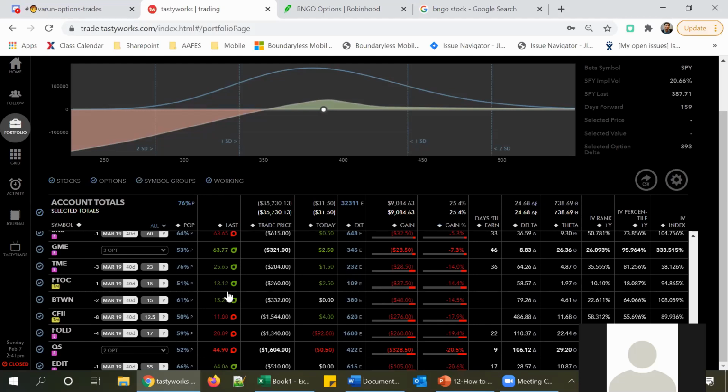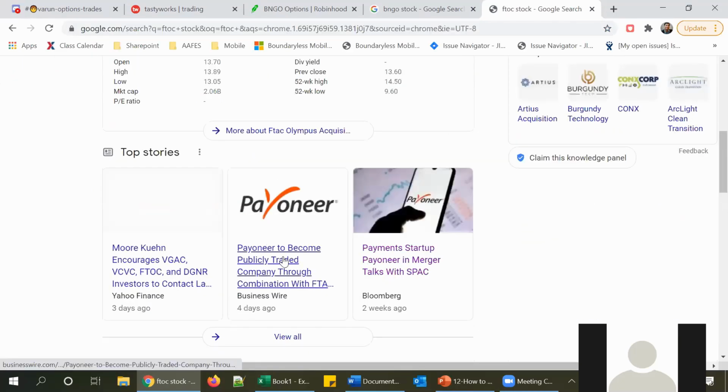Yes. Yeah, but for now, what we should focus on, because all these concepts we have to cover one by one, and I have to put content around it, but what we should observe here is that I put a very aggressive strike. I am willing to take the assignment of this stock. So FTOC, if I observe, yeah, FTOC is trying to acquire Payoneer.